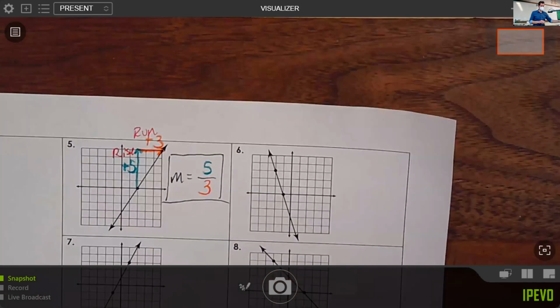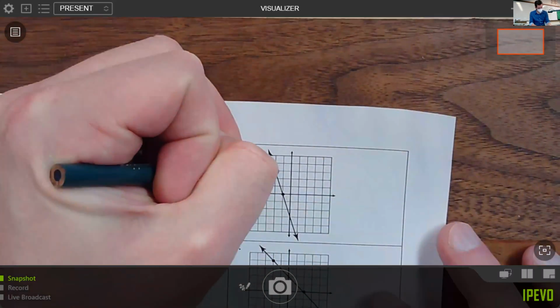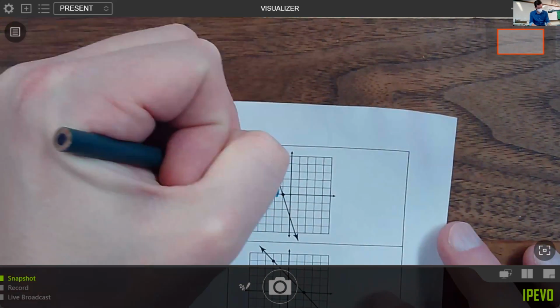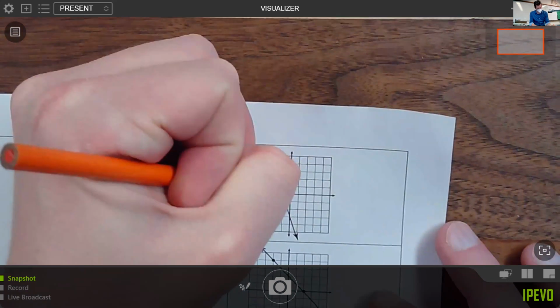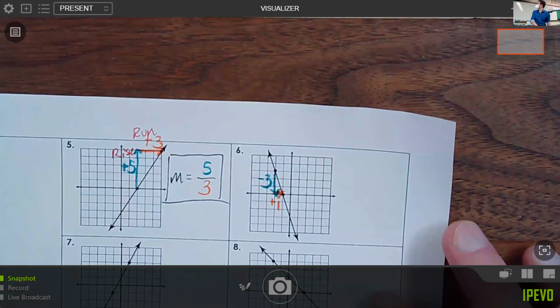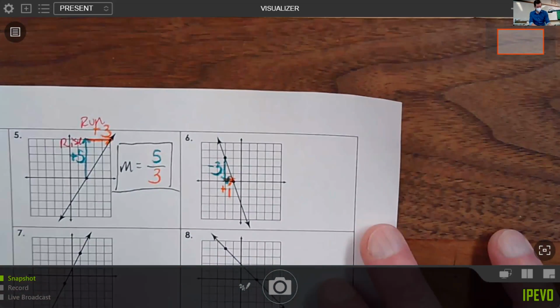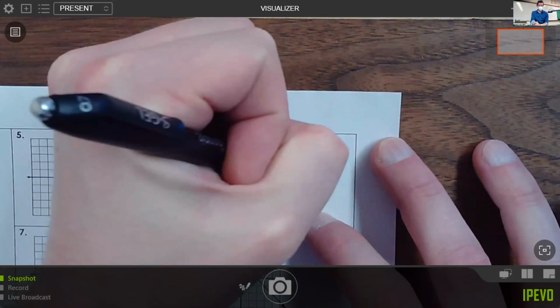All right, number 6. Is this a positive or a negative slope? Negative slope. All right. So from this point to that point, vertically, how far down are we going? 3. Yeah, so that's a -3. How far over? 1. Okay. So down 3 over 1. So I'm going to write m equals -3 over 1.